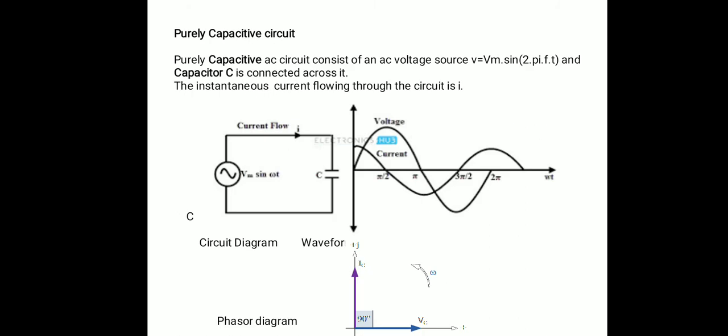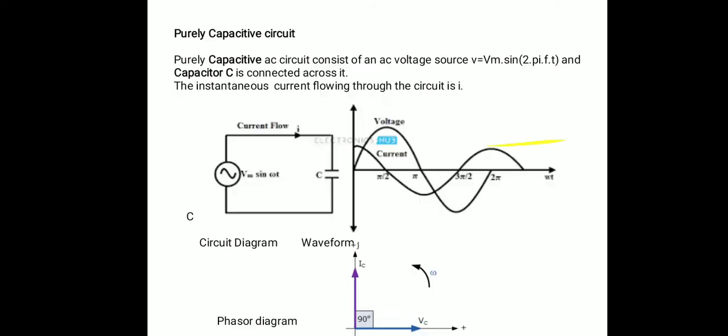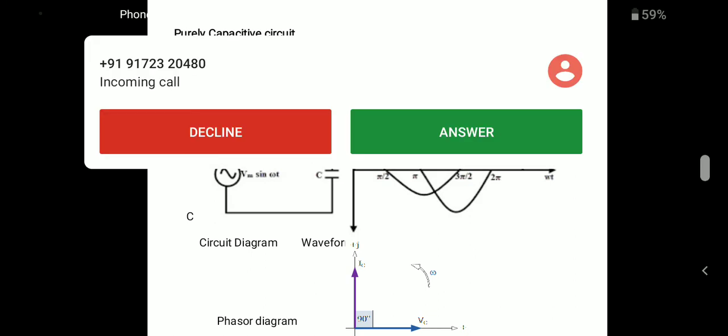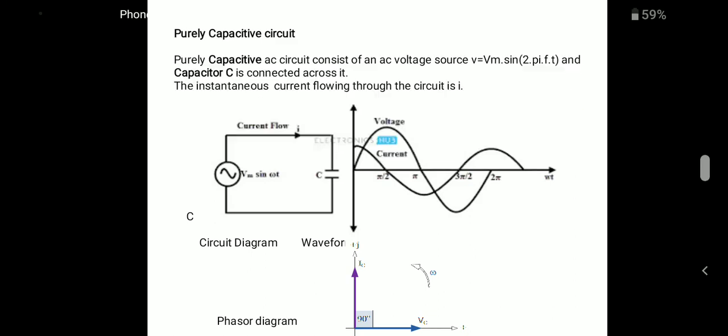Next is the voltage and current equation. The voltage equation is already given: V is equal to Vm sin of 2 pi ft, or as shown in the circuit diagram, V is equal to Vm sin of omega t. But if you see the current equation, which is Im sin of 2 pi ft plus 90, why is it plus 90? Because the current Ic always leads voltage Vc by 90 degrees in a purely capacitive circuit.